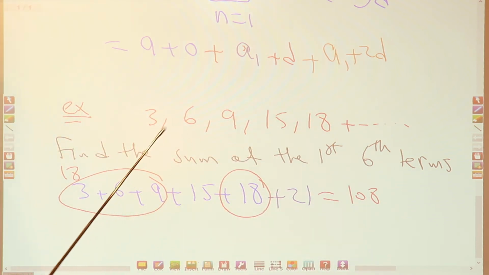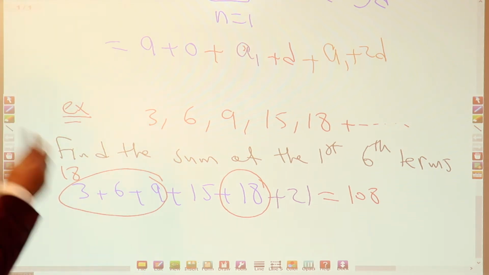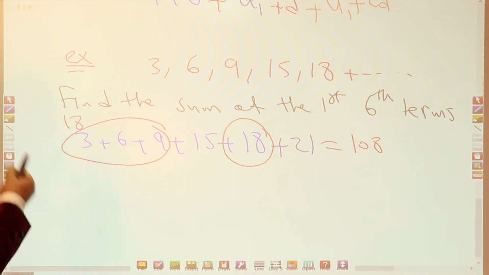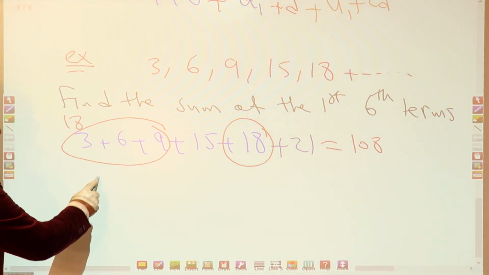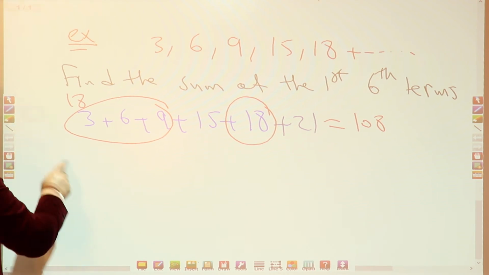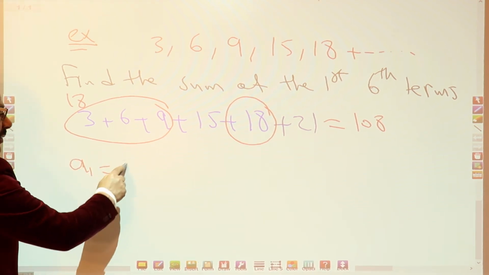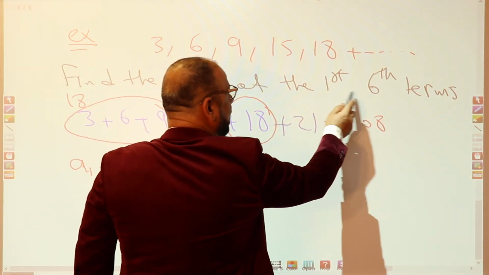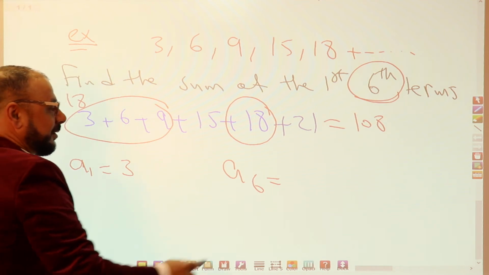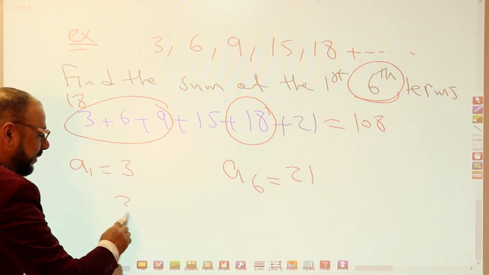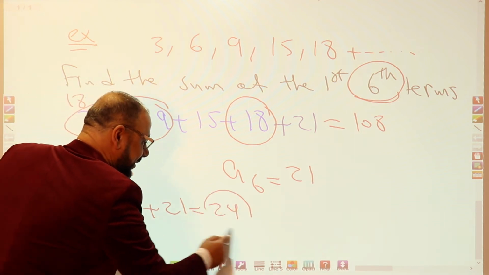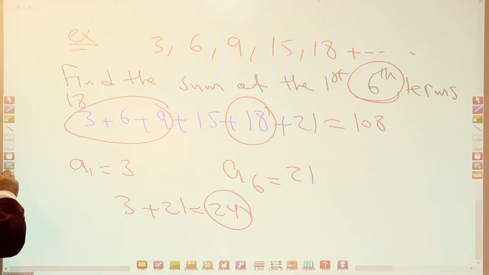Okay, that's easy to add, but if I ask you for 20 terms, it's a little harder. Fine, but let us try another way. Let us discover the other way. What's the first term? a_1 is 3. What is a_6, the end, because it's the 6th term? A6 is 21. Add them up: 3 plus 21 is 24. Good job. How many terms do I need?